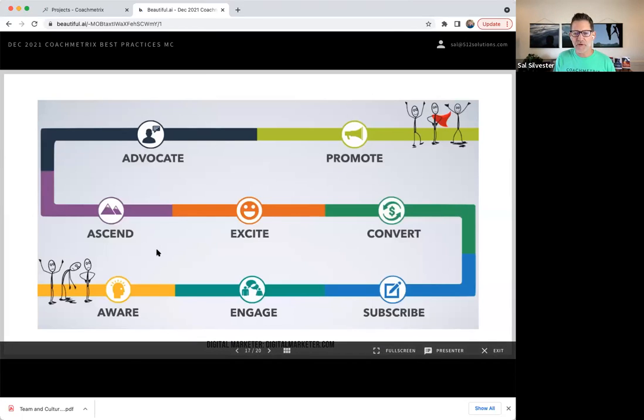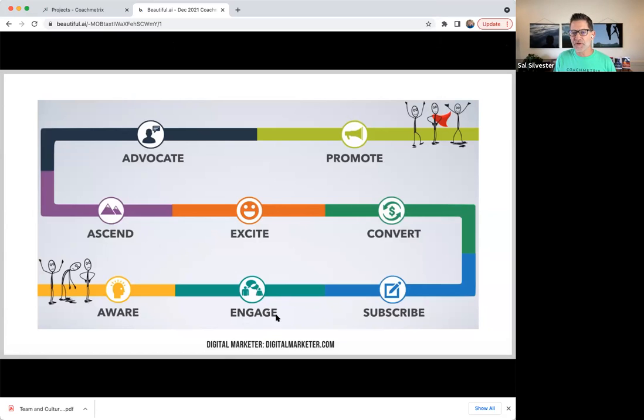And then that leads us to the second phase, right? Once we start to get people to become aware of who we are and what we do, then we can start to engage with them to start to build that trust. What are some ways that you might engage with people in your business?